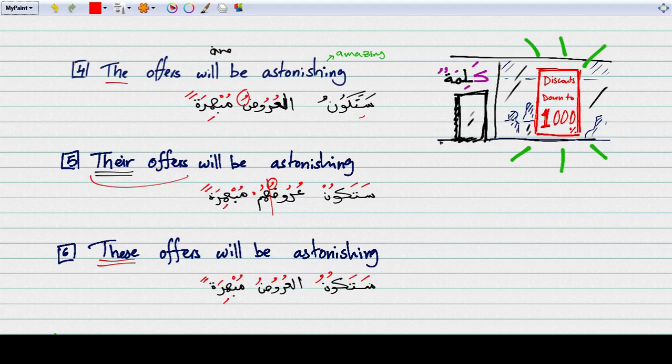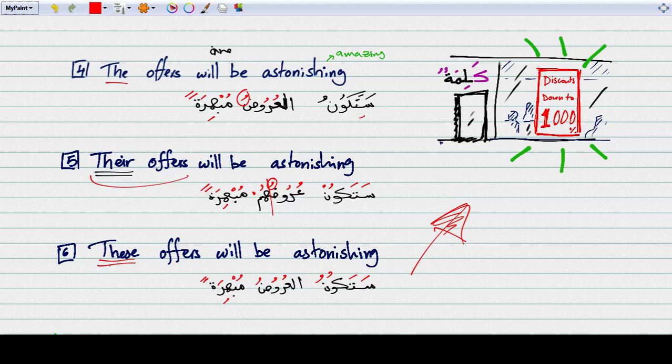Okay, ستكون العروض مبهرة. This means the offers will be astonishing. Now if I want to say these offers, the ones that we're offering here, these offers will be astonishing. And basically, in this case, since we're pointing to something, we have to add a demonstrative pronoun. Where are you going to add the demonstrative pronoun?